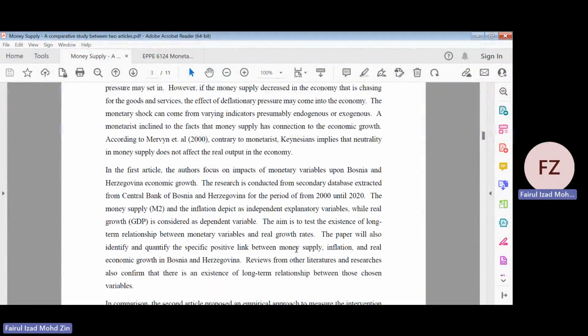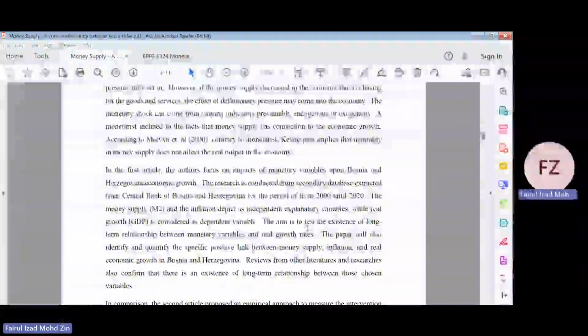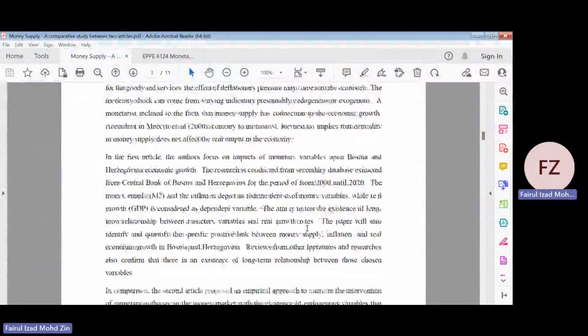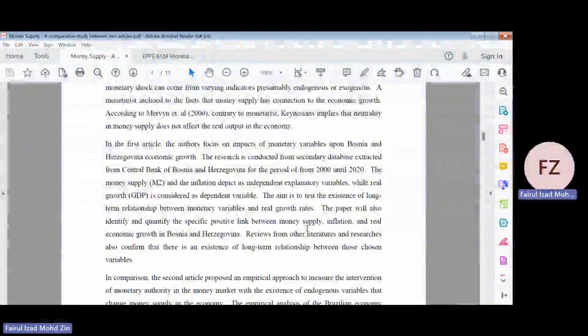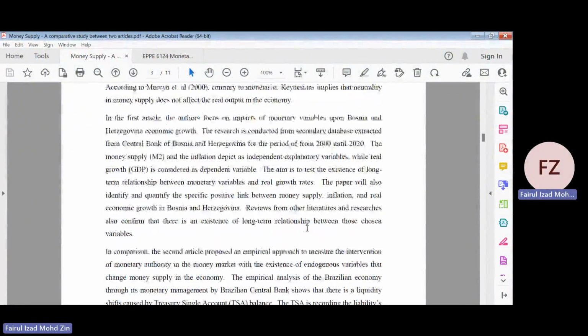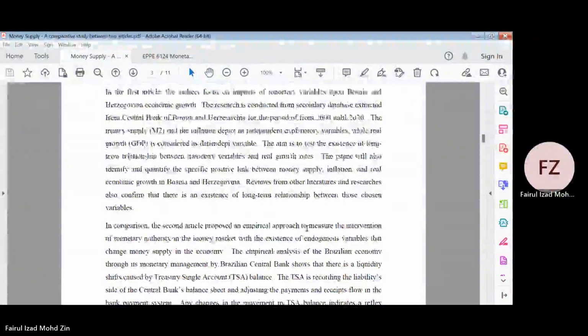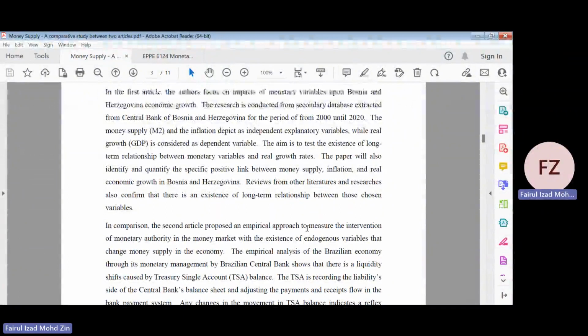The research is conducted from a secondary database collected from the Central Bank of Bosnia and Herzegovina in the period 2000 until 2020. The money supply and the inflation are depicted as independent, explanatory variables, while economic growth is considered the dependent variable. The aim is to test the existence of a long-term relationship between monetary variables and the real growth rate. This paper will also quantify the specific policy link between money supply, inflation, and real economic growth in Bosnia and Herzegovina. Reviews from other researchers also confirm the existence of a long-term relationship between those chosen variables.